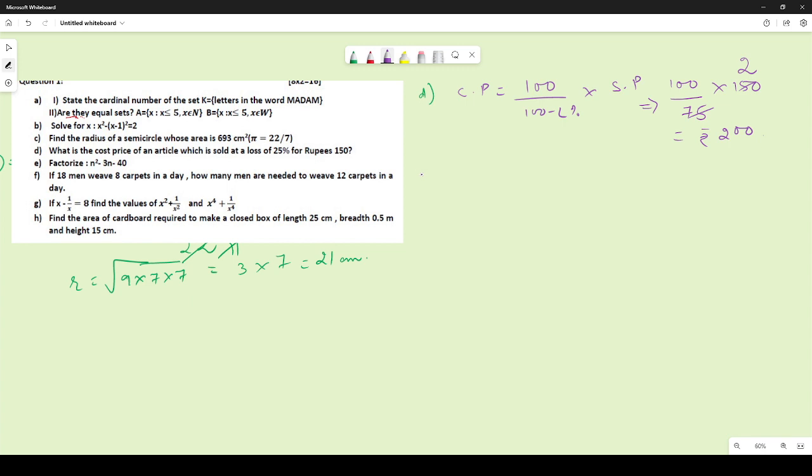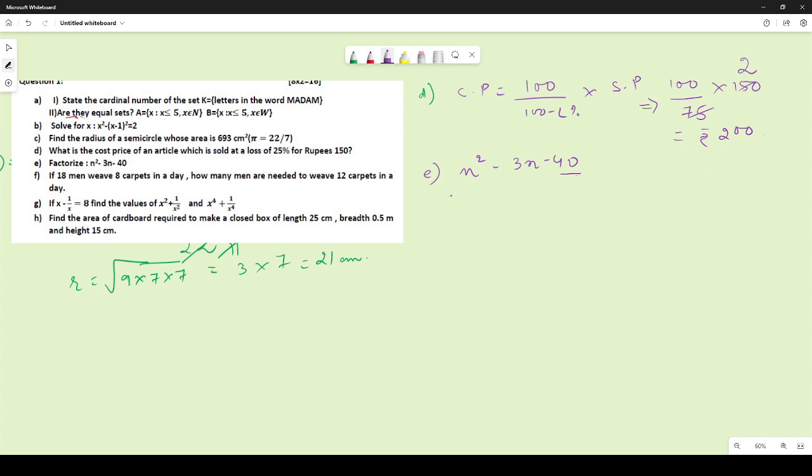ओके, नाउ लेट अस टेक अप द नेक्स्ट क्वेश्चन. फैक्टराइज n square minus 3n minus 40. Now remember, you have to take the factors of 40 in such a way which, when multiplied, give you minus 40 and which when added give you minus 3n. So how do we take that?